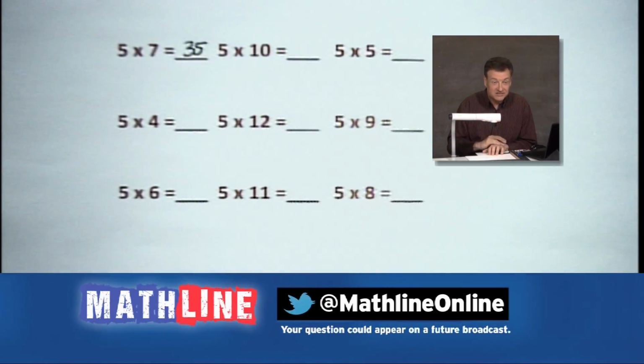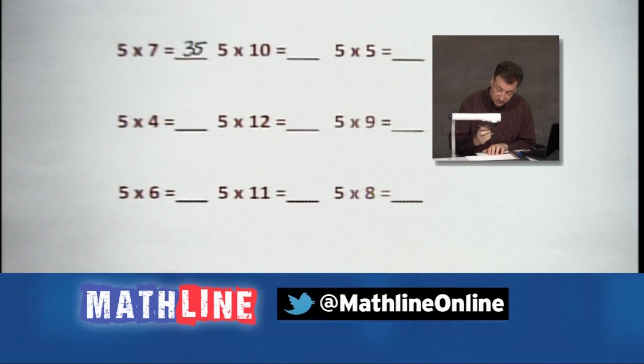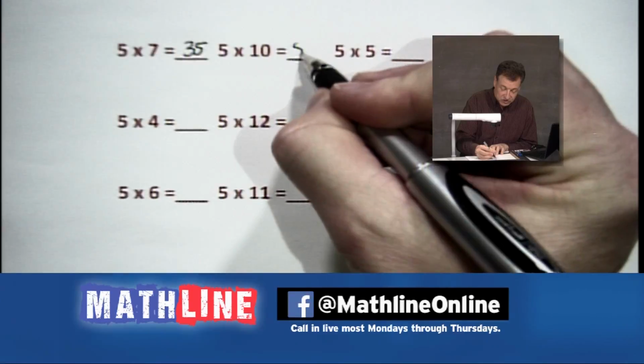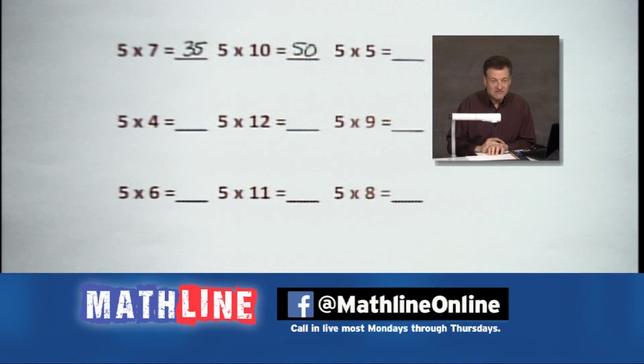Because that's correct. That's like 7 nickels. Remember what I said? 5 cents times 7, you got 35 cents. Well, in this case, you got 35. 5 times 10, pretty easy. We always love those 10s. They're easy to work with, 50.